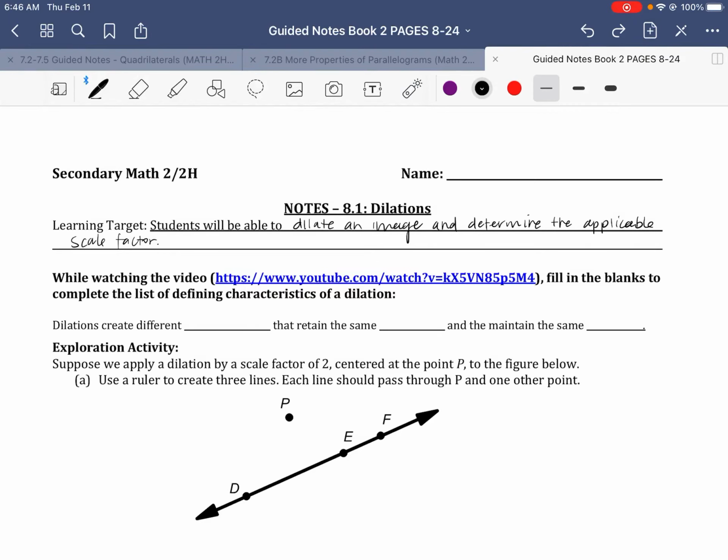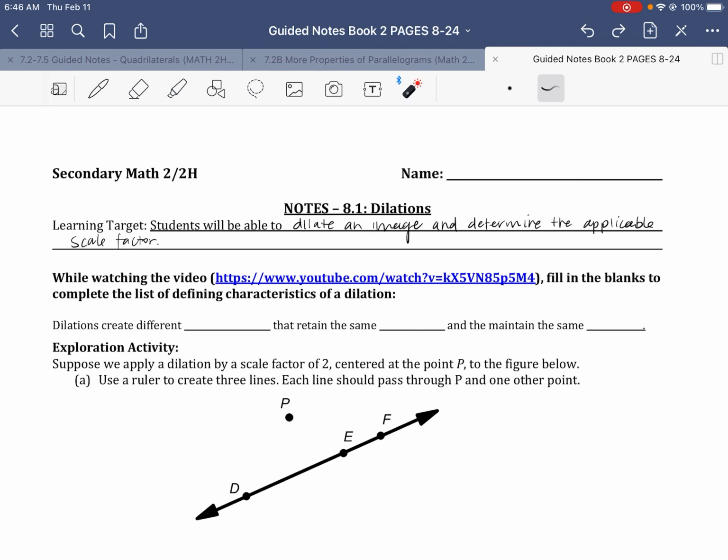Okay, in this lesson we are going through Chapter 8, Section 1, called Dilations. Our goal with this is to introduce or review, hopefully you've seen them before, what a dilation is and how it applies to the scale factor. Then in the next lessons we'll talk about similar figures, and eventually that will lead us into developing trigonometric functions.